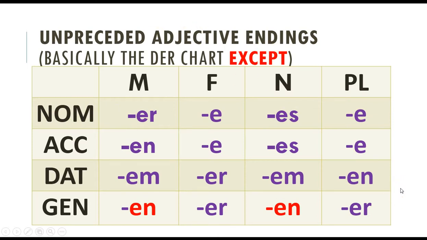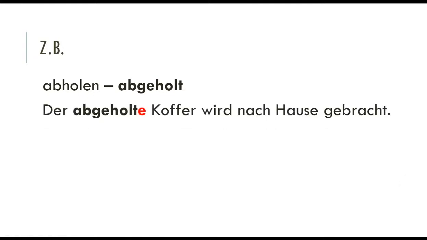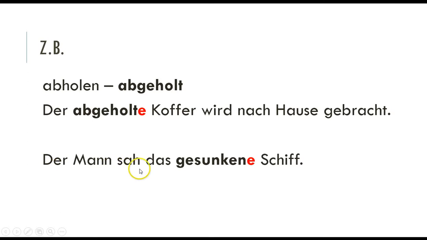So make sure you always remember the adjective endings. So zum Beispiel, abholen, the past participle is abgeholt. So to utilize this in a sentence, der abgeholte Koffer wird nach Hause gebracht. So we're utilizing a der word. So we use the der word ending chart. So I've gone ahead and highlighted the adjective endings in E. Der Mann sah das, so der chart, gesunkene Schiff. Man saw the sunken ship.